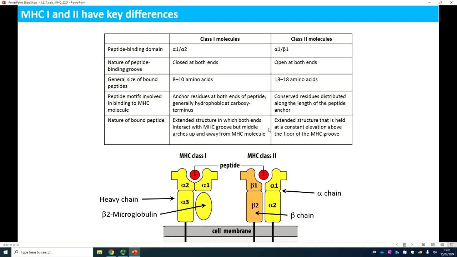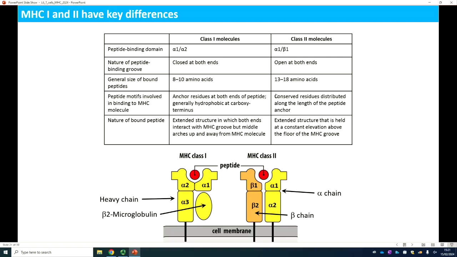So if we look at the key structural differences between MHC class 1 and 2, we've already mentioned we've got the alpha chain and the beta-2 microglobulin, but the peptide binding domain for MHC class 1 is between alpha 1 and alpha 2. For MHC class 2, it's between alpha 1 and beta 1. When it comes to the binding groove for MHC class 1, that binding groove is closed at both ends, so therefore it will hold a smaller peptide, which is about 8 to 10 amino acids, whereas with class 2, it's open at both ends, so it hangs out, a little bit like your hand would be grabbing a stick, and it can hold a peptide of about 18 amino acids.